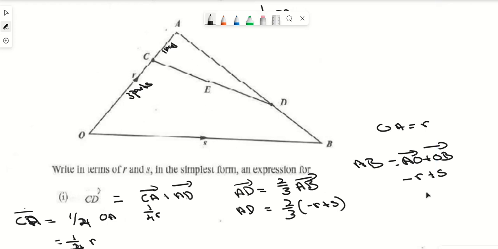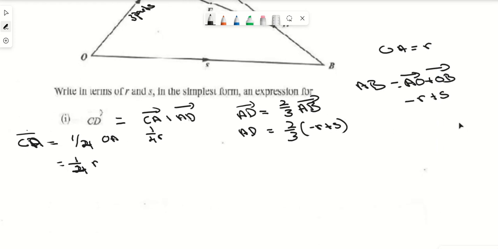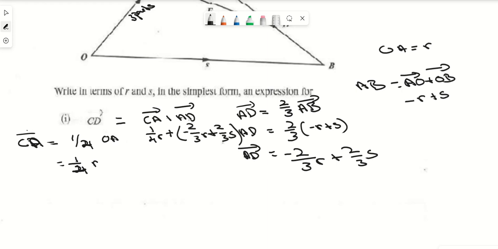So we can leave it as this or multiply it out because we have to add. So AD is equal to minus 2/3R plus 2/3S, right? So it's 1/4 R minus 2/3R plus 2/3S.